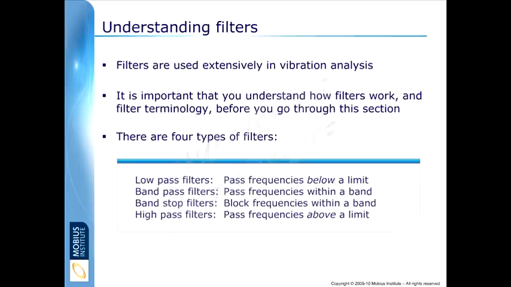Basically, there are four types of filters. There's a low-pass filter, which allows frequencies below a certain cutoff frequency to go through and higher frequencies to get cut out. There's a band-pass filter, which allows frequencies within a band, so you specify the upper and lower limit, any vibration frequencies within that limit go through and the others are rejected.